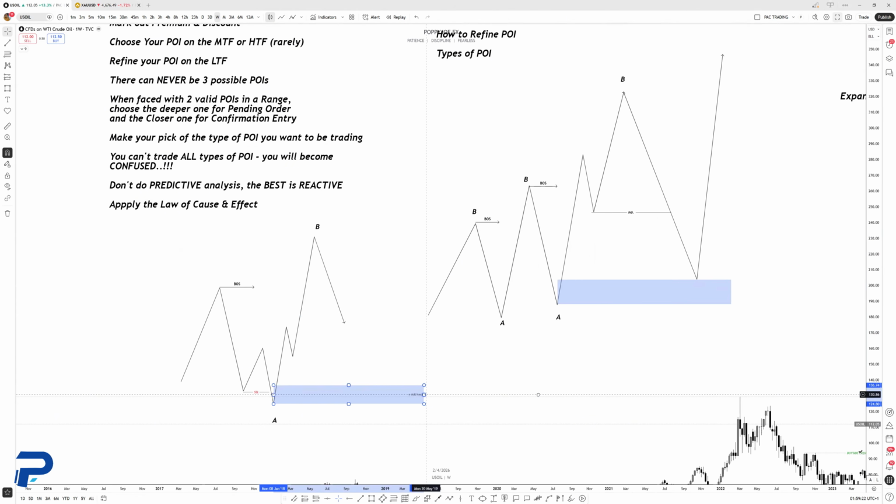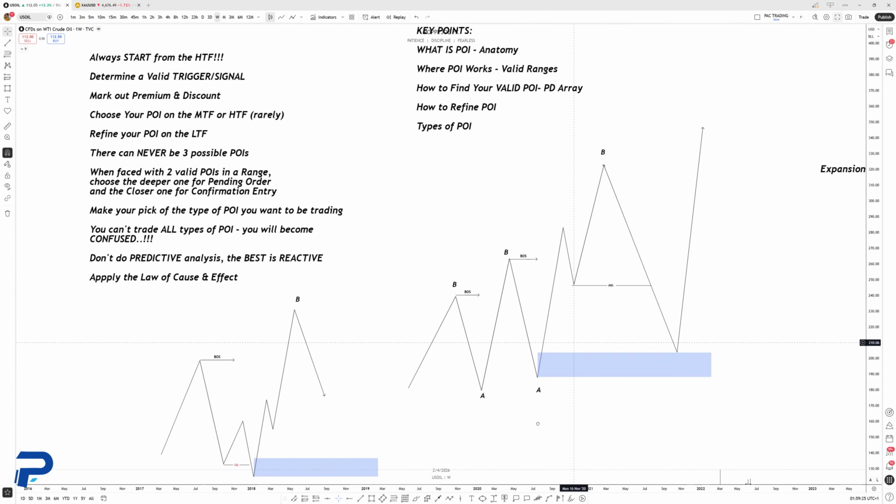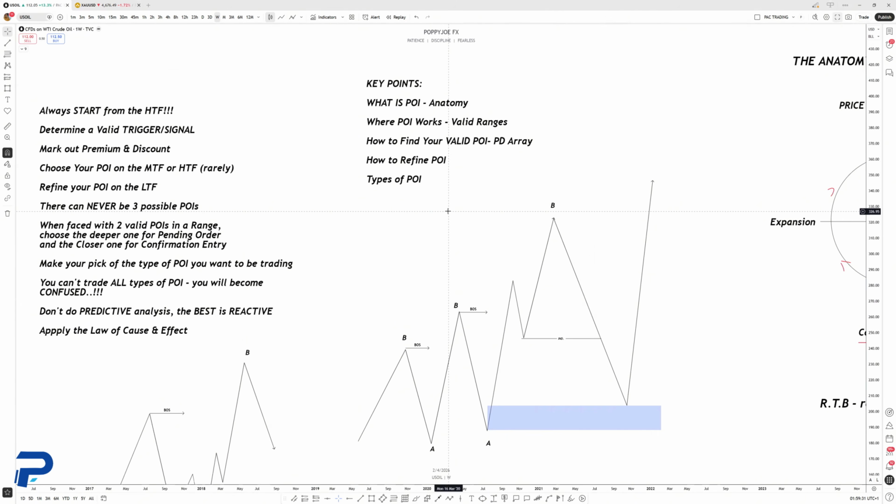So let's see where we are going next, and how to find your valid POI. You see, that's where we talk about the premium and discount. Now, I have a lot of things to share about POI, quite a number of things, but I will take it step by step so you can understand what I'm about to pass across.